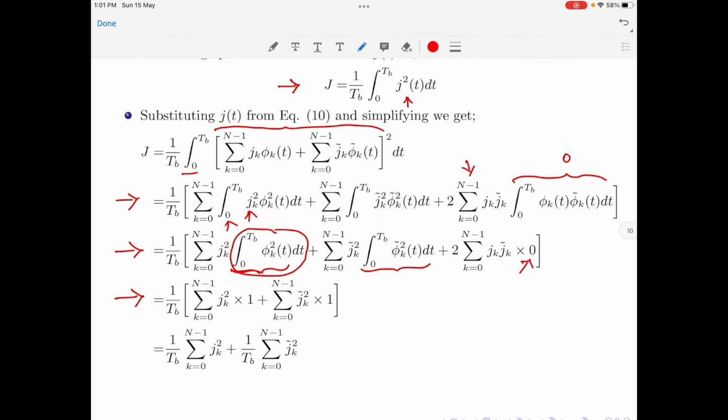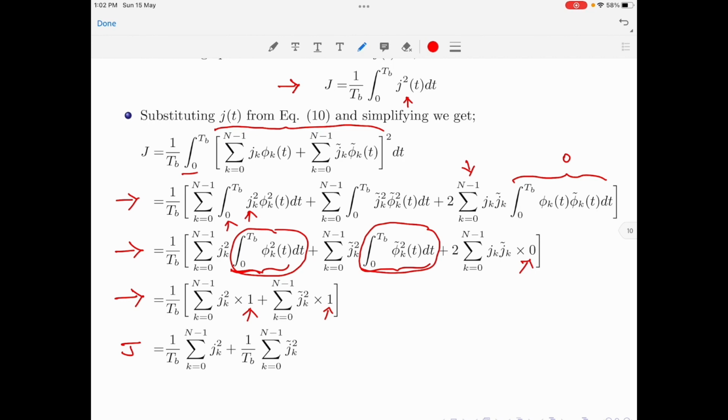That is why in my next step, I will replace the integral term with plus 1. The same is done again for the second integral term in the second here. So, it is once again plus 1. Therefore, the average power of the jamming signal capital J is given by 1 divided by Tb summation k varying from 0 to n minus 1 jk square plus 1 divided by Tb summation k varying from 0 to n minus 1 jk tilde square.